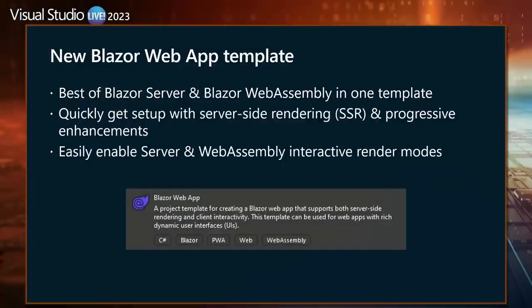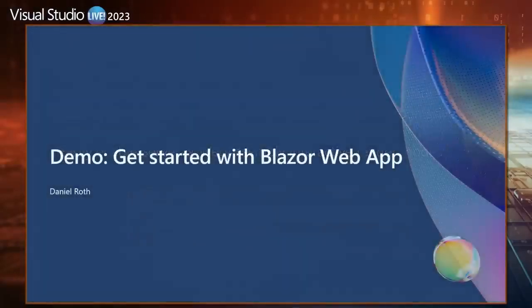Or you want WebAssembly, you can have both. Or you can say, I'm not using WebAssembly at all, just turn that off, I don't need any of that. These are all things that will be enabled by this new template. And we're hoping that this will become the one-stop shop for all your future Blazor web applications. Just create a Blazor Web App, and away you go. Let me show you what it looks like.